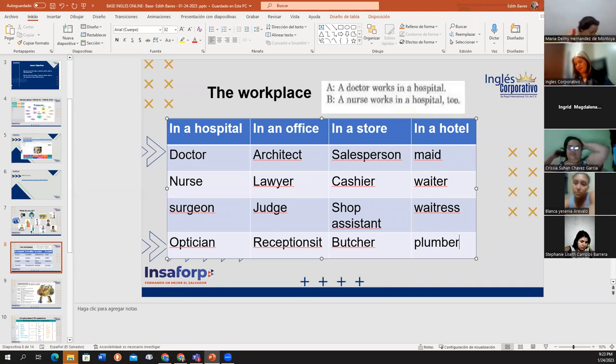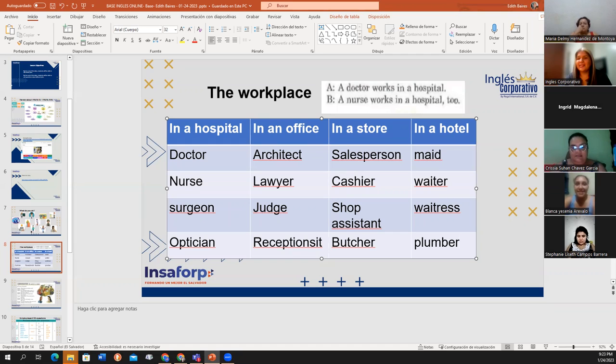Good. Okay, what else do you have in that category? There are a lot of professions that you can add here, for example, in a hospital, in an office, in a store, in a hotel, okay? For example, let me ask, Crisia, where do you work? What is the place? In my office. In your office. Okay, good.